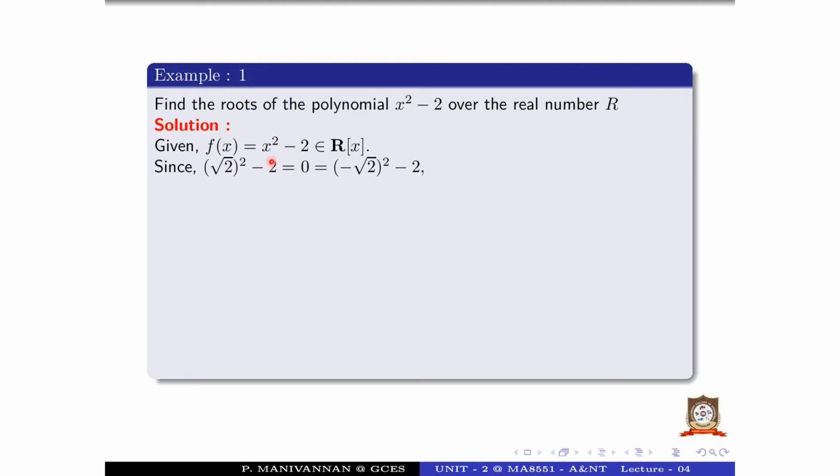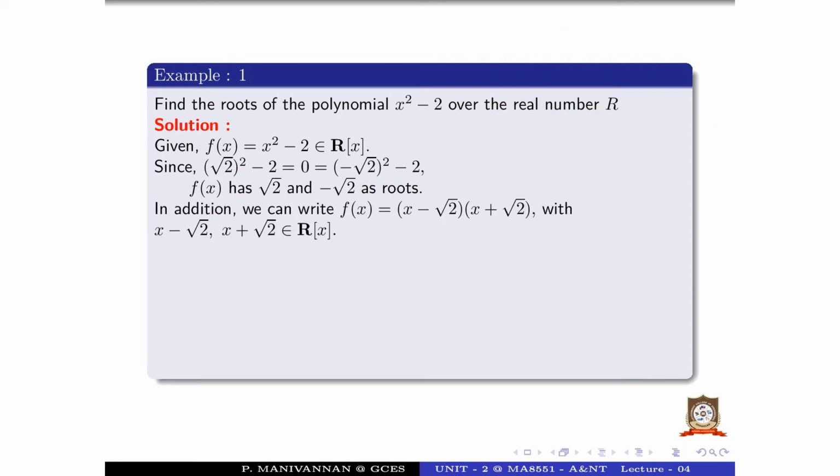If we put root 2 in the place of x, then root 2 whole squared minus 2 equals 0, and also minus root 2 the whole squared minus 2 equals 0. So hence f of x has minus root 2 and plus root 2 as roots. These two values lie in the real numbers R, so it has the roots over the real numbers R.